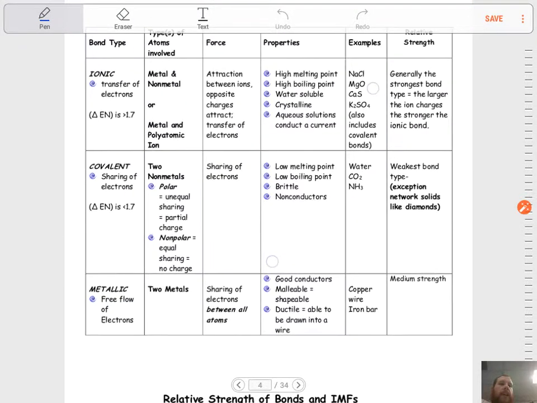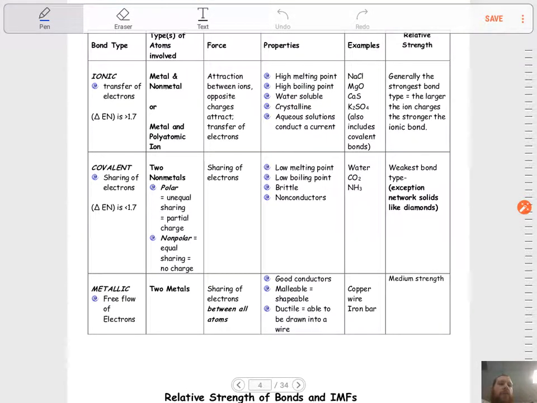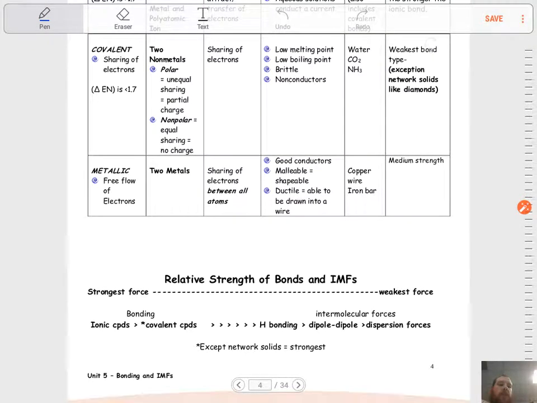One thing before we get into the notes, if you'll notice on page 4, you've already got a study guide for the different bond types. It's got the types of atoms that are involved, forces of attraction, how they come together. You've got different properties, different examples, relative strengths. So you have this already down here, and then down below you've got kind of the relative strengths of the bonds as well as the intermolecular forces, kind of where they fall in line.